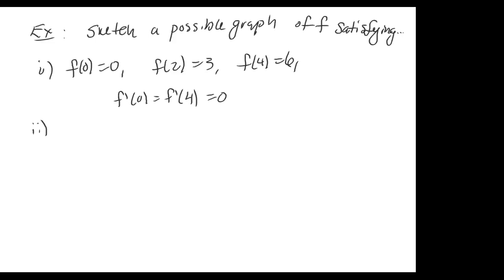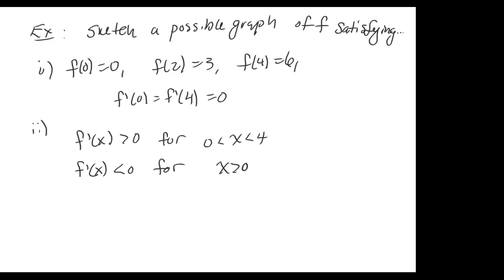Second criteria, f prime of x is greater than 0 for x in between 0 and 4. And f prime of x is less than 0 for x less than 0 and for x greater than 4.